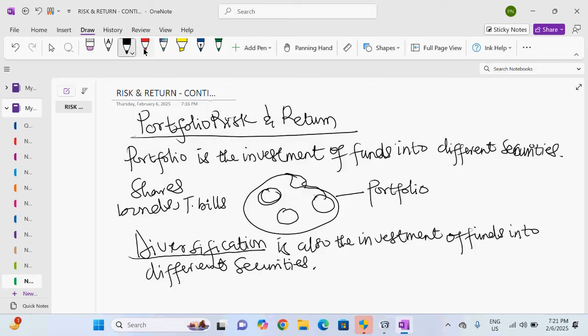There is a saying that you should not put all your eggs in one basket. If you put all your eggs in one basket and the basket falls, you are going to lose all your eggs. So it's prudent to invest in shares, in bonds, and then in T-bills, different securities, so that when one goes bad, you have the other. Diversification helps reduce risks.